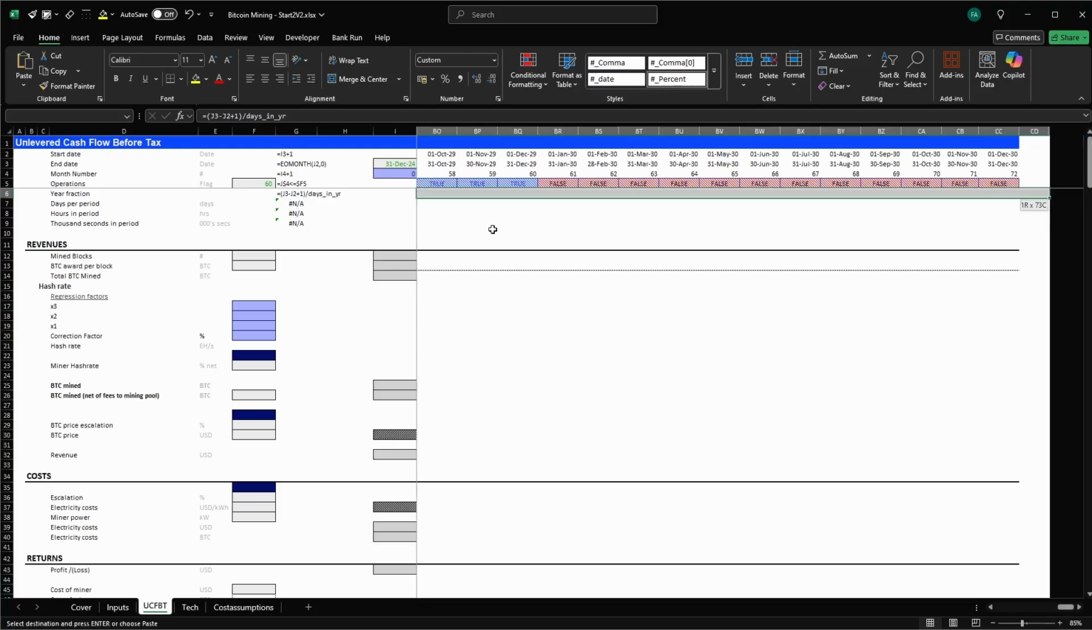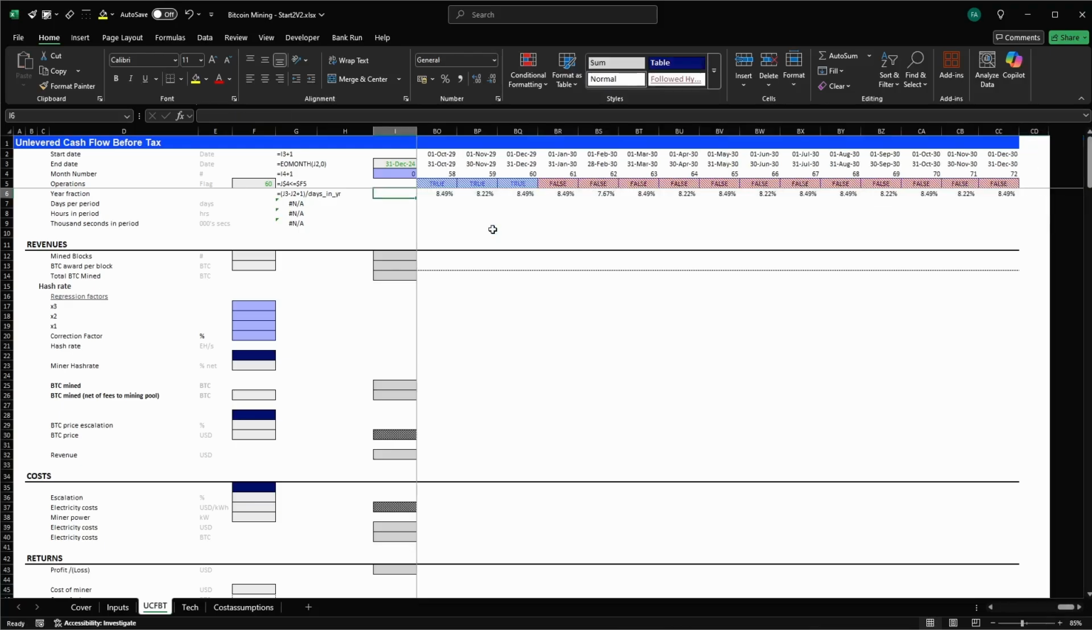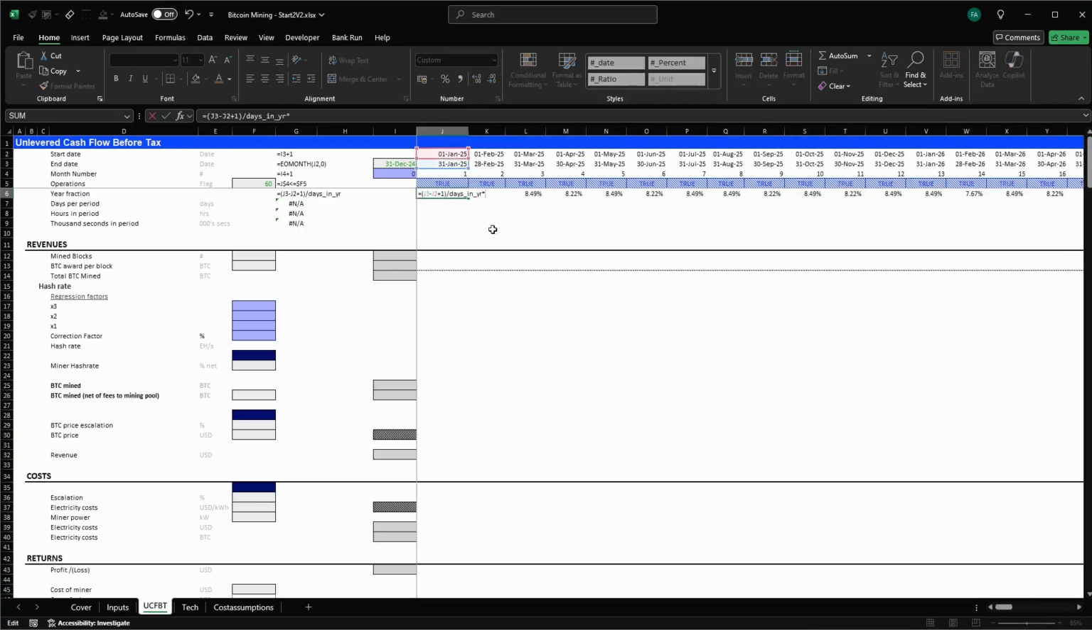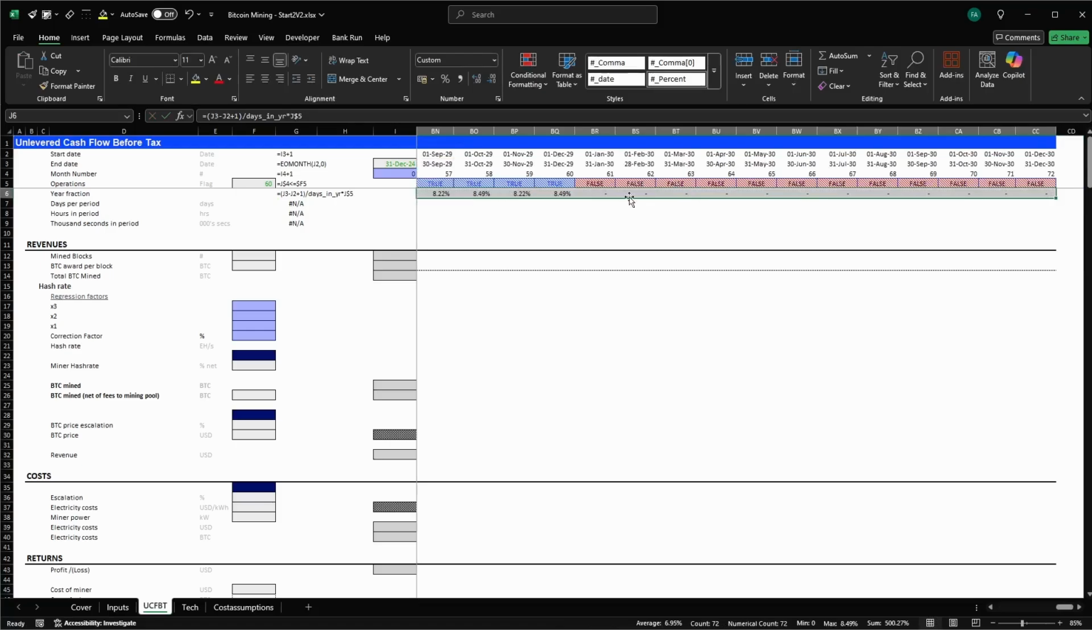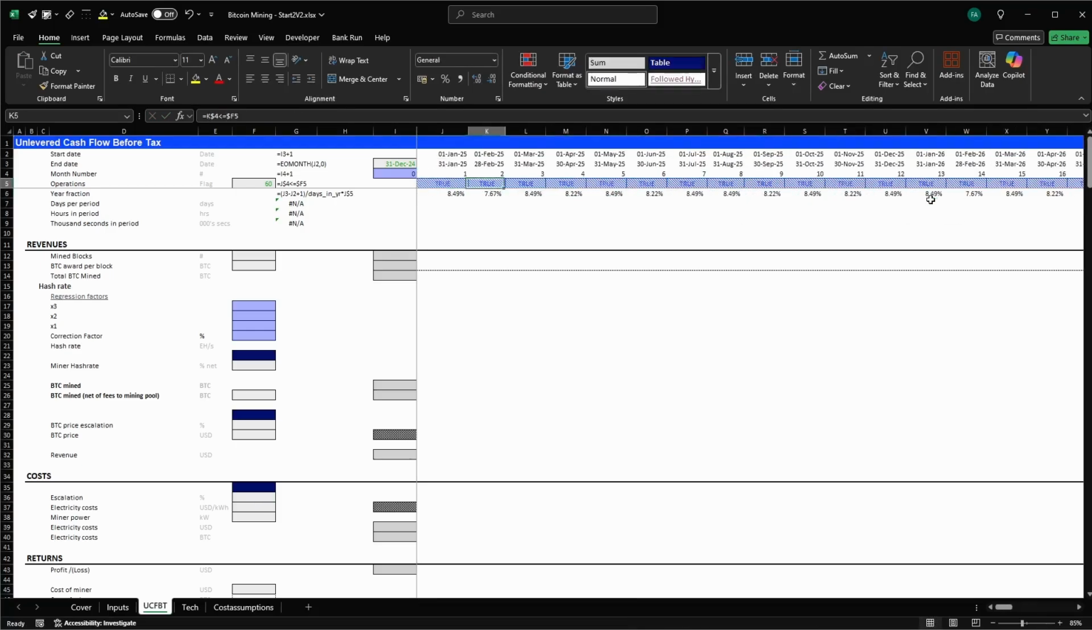Okay, copy and paste across. If I anchored everything correctly, it should be right. The only thing I want to do now is multiply by the flag, because I don't want these percentages to appear once the project is no longer operational. Okay, so here we go.